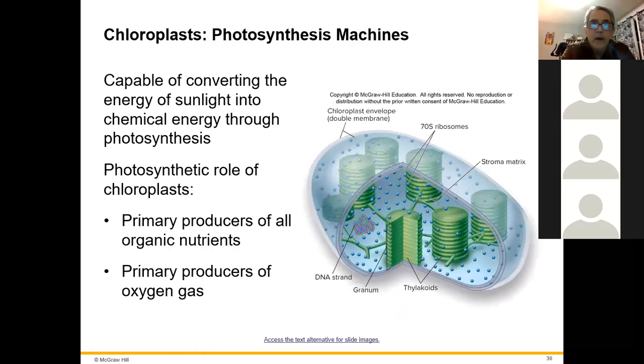Photosynthetic plants have chloroplasts, which we also believe resulted from an endosymbiotic relationship. They have their own ribosomes like bacterial 70S. They have a double membrane similar to what bacteria have. And it is the chloroplasts where photosynthesis occurs, primary producer of organic nutrients, and is where we get oxygen in our atmosphere. It comes from the metabolism that occurs in the chloroplasts.